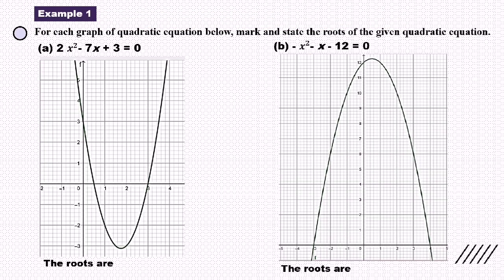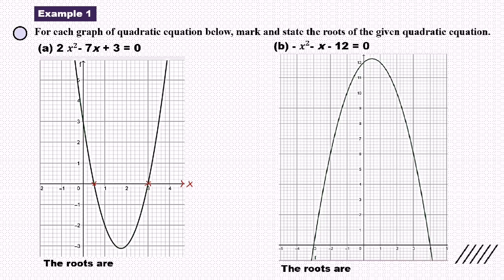To know further, let us look at example 1. For each graph of quadratic equation below, mark and state the roots of the given quadratic equation. A: 2x squared minus 7x plus 3 equals 0. So as you know, the roots are at the x-axis. So we also call it x-intercept, right? So it's here and here.